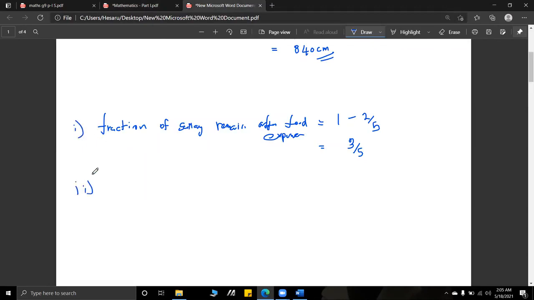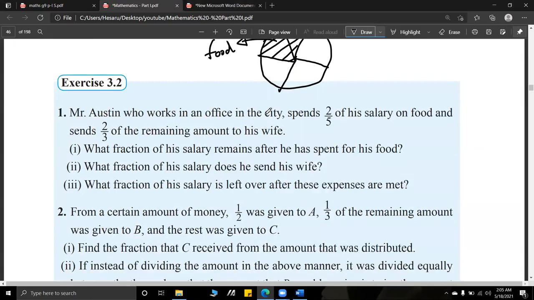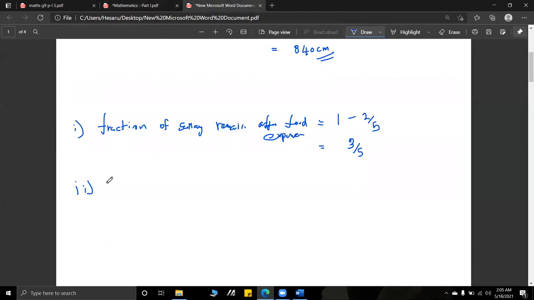So the second, they ask, what fraction of his salary does he send to his wife? They're saying that from the remaining, after he spends 2 over 5, 2 over 3 is sent to his wife. So they're asking for the fraction. Okay, what is the fraction? The fraction sent to wife is, the remaining is 3 over 5.